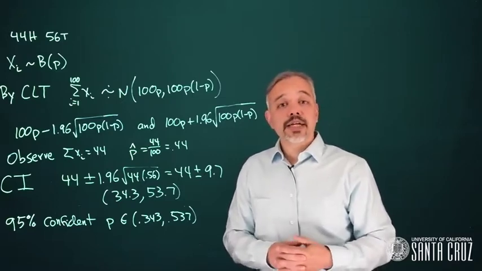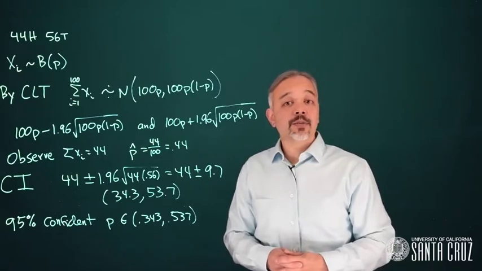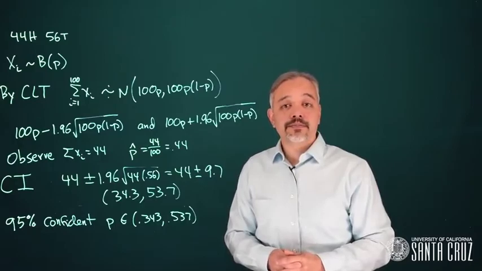On the other hand, when we get to the Bayesian approach, we will be able to compute an interval and actually say the probability that p is in this interval is 95%, based on a random interpretation of an unknown parameter.